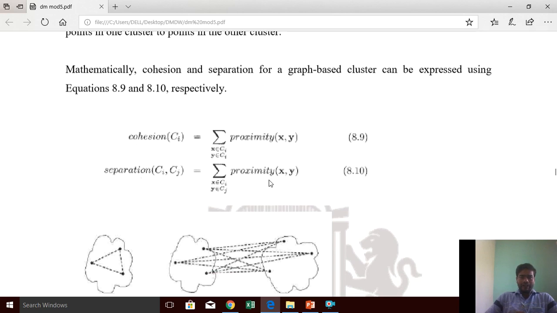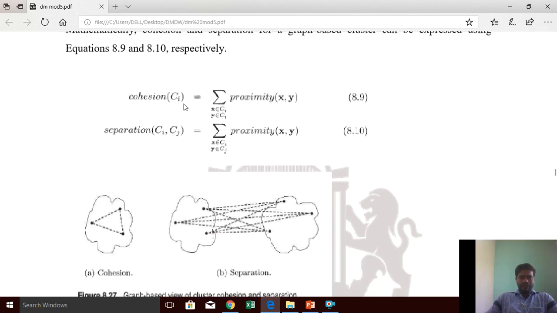cohesion and separation for a graph-based cluster can be expressed using the equation: cohesion for a cluster C_i is the sum over x in C_i and y in C_i of proximity(x, y). So this is for only one cluster. Cohesion is applied for only one cluster, for values x and y, the proximity of two points x and y. So I need to identify this for all the points in the cluster and check whether they are compactly or tightly connected to one another.